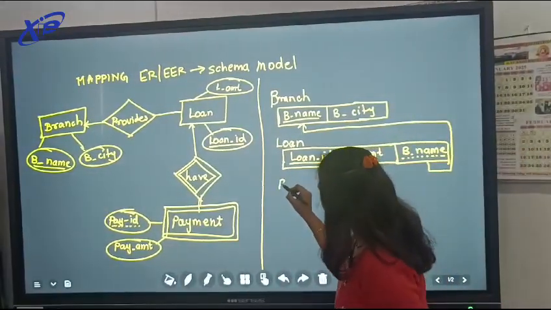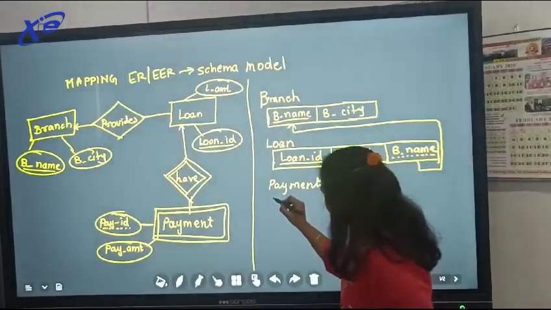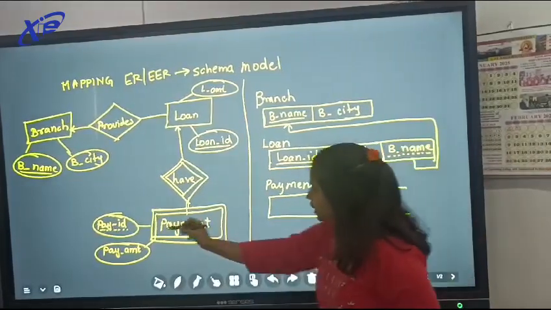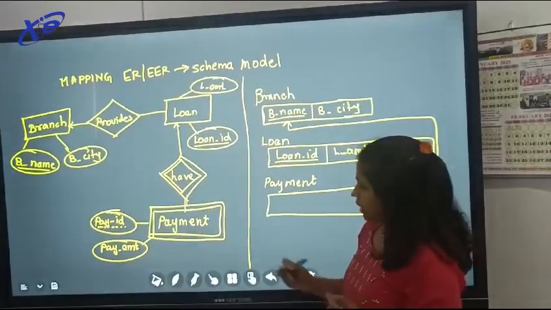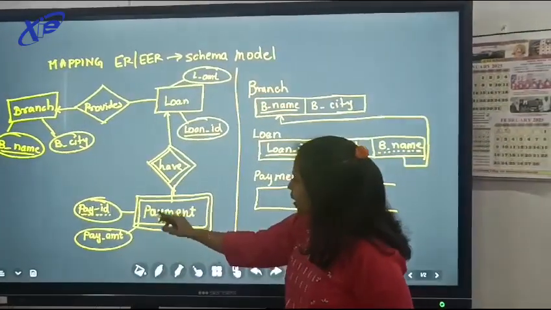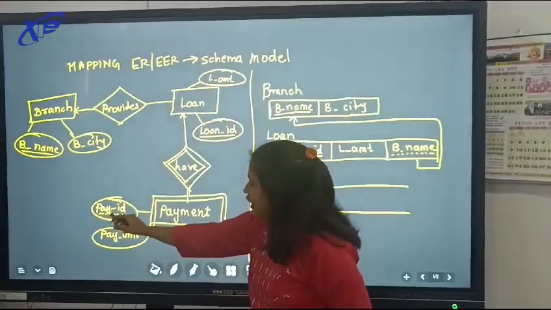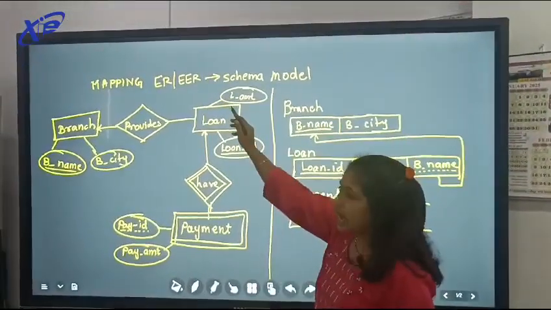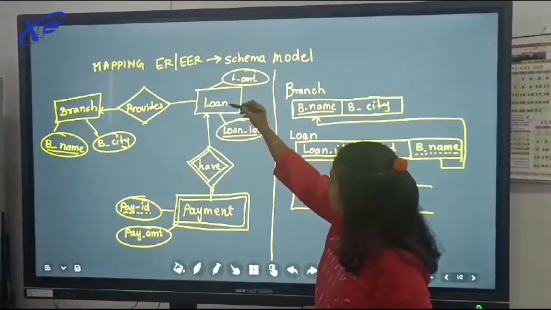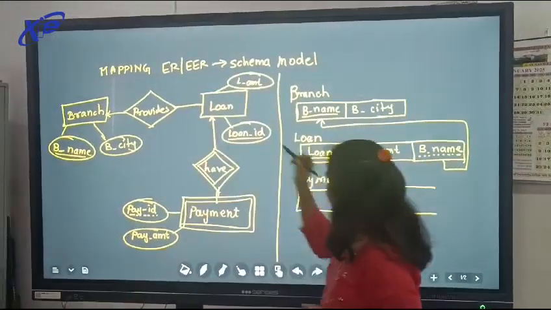Now we'll take another third entity, that is our payment, which is nothing but the weak entity set. So for weak entity set, we will have all the columns based on the attributes present in the entity set, plus the primary key for weak entity set is not present. We have partial key. The primary key of weak entity set will be the partial key of weak entity set, including the identifying entity set's primary key. We can observe here we have only one identifying entity set for payment, which is loan. So loan ID plus payment ID.